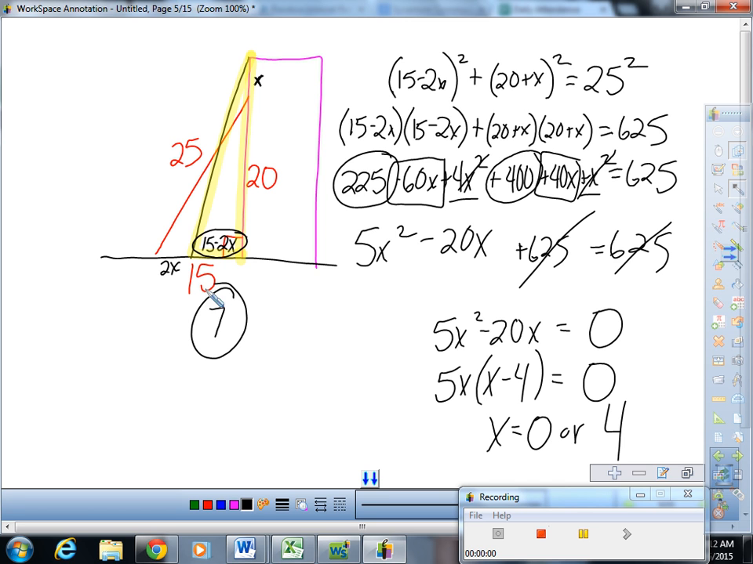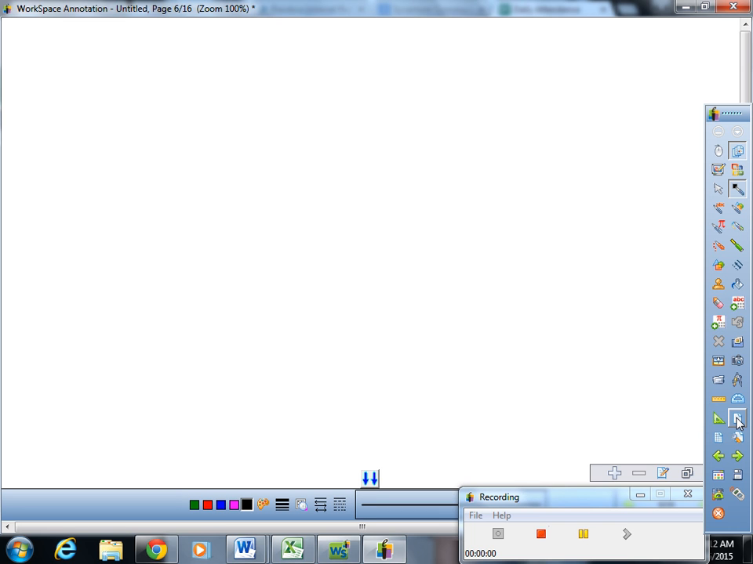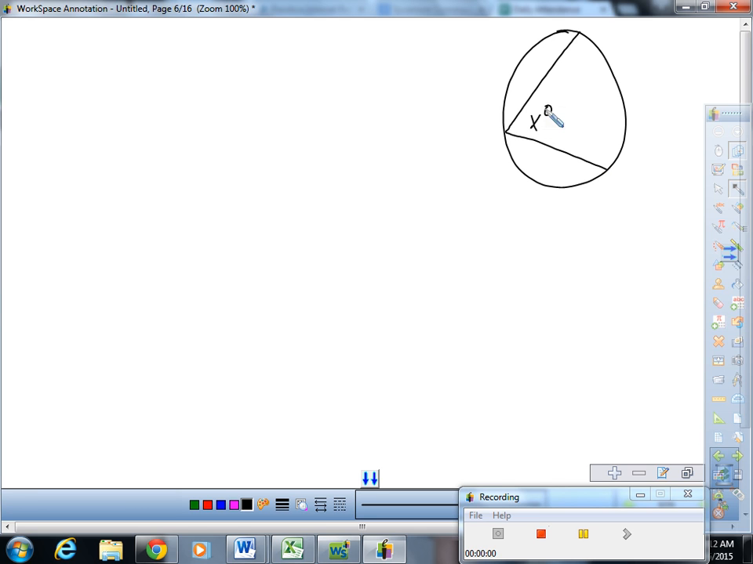9-5, number 10. Two things that you guys need to know. This is from 9-2. We skipped 9-2, but we addressed the two or three major facts from it that you needed to know. Here's one. That's called an inscribed angle. If the angle is x degrees, then what's the arc that it intercepts? 2x degrees.